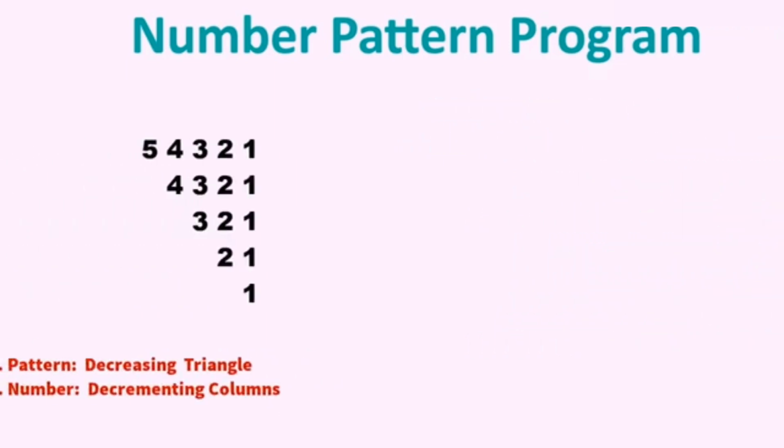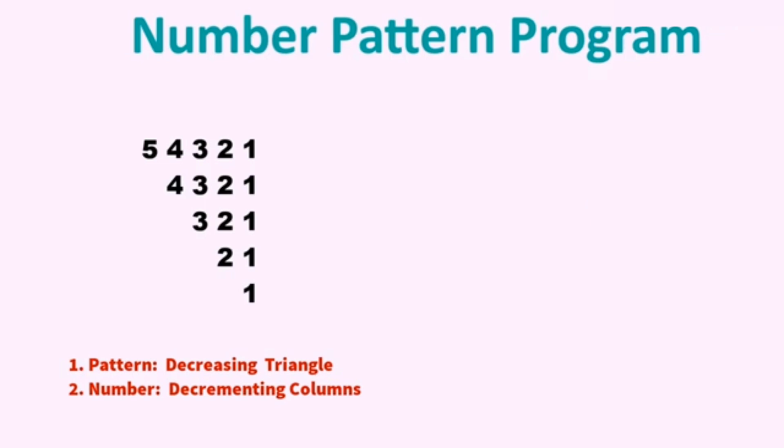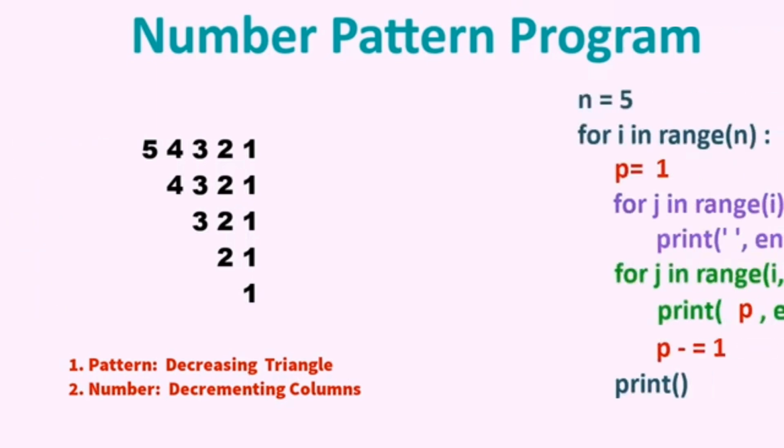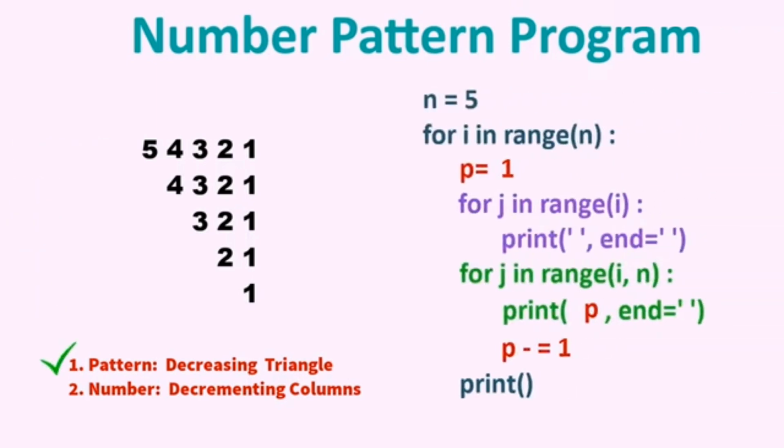But how to handle it when the start value is different? Means every time you need to initialize P with a different value. It should be 5 in the first row, 4 in the second row, then 3, then 2 and then 1. Let's start with the code we just wrote for the decrementing row pattern. The print statement will still remain the same and there will be a decrement of P after the print statement. But how do I give it varying values to start with?